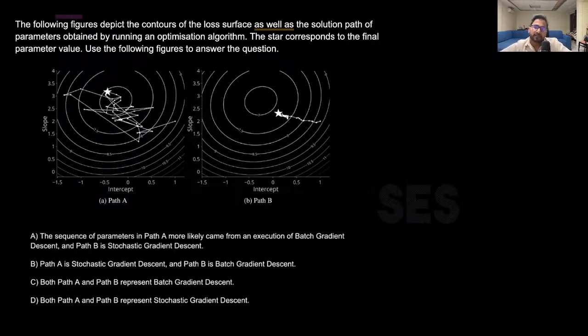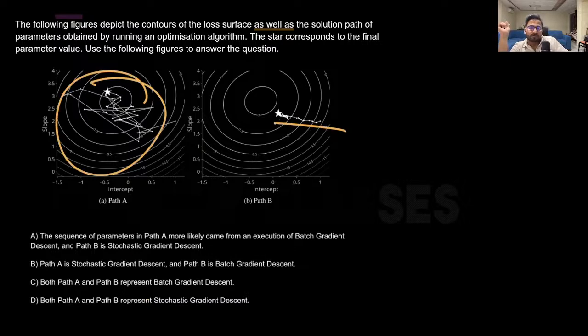So what this question is saying is that there are two figures. They want to ask whether this path more likely comes from the execution of batch gradient descent or stochastic gradient descent. They are just comparing batch and stochastic. So obviously this is stochastic and this is batch, right? So what is the answer? Can you tell me? Great. So B is the correct answer here, right? B is the correct answer. Yes.